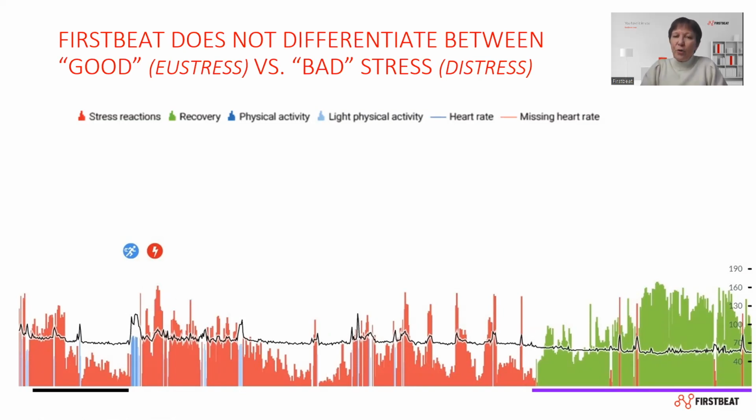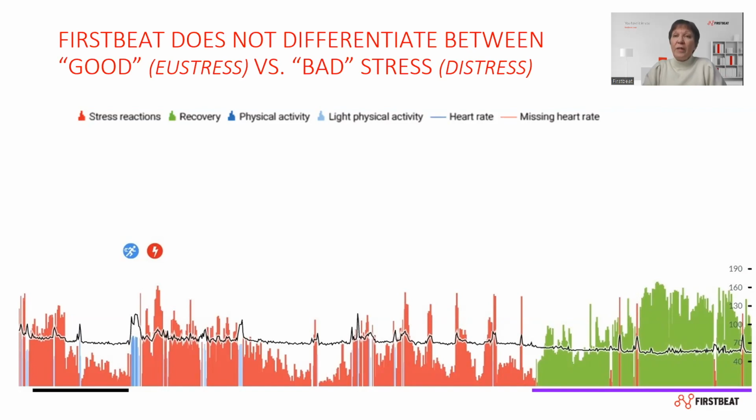But the colors in the Firstbeat graph, like you can see here, the red color means that the sympathetic nervous system is dominant. There is some kind of activation going on, some kind of stress. But by looking at the graph, I can't tell if the person is having a positively or negatively stressful day. It just means that something is causing some kind of activation.